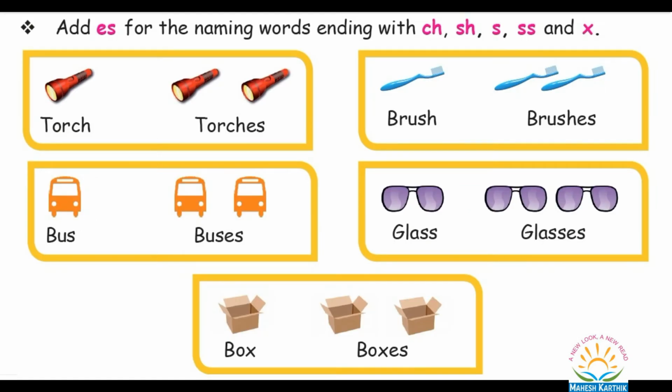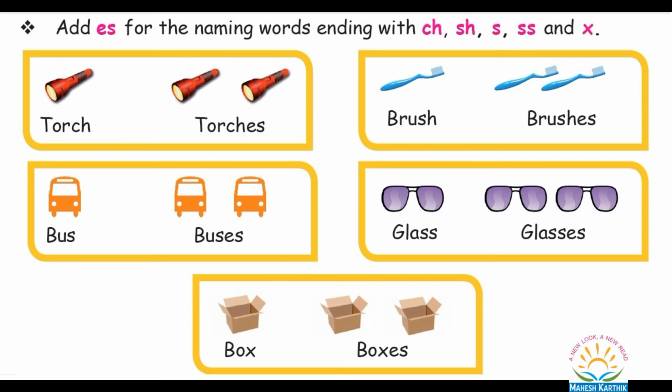In some naming words which end with ch, sh, s, ss and x, we can add es to make the plural form. Example, torch. The naming word torch ends with the letters ch. So, for converting it into plural form, we should add es with the naming word. Torches.